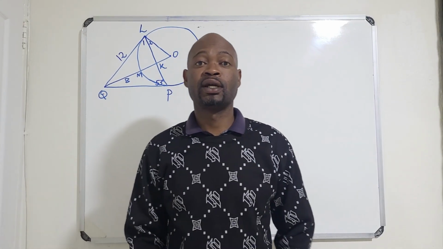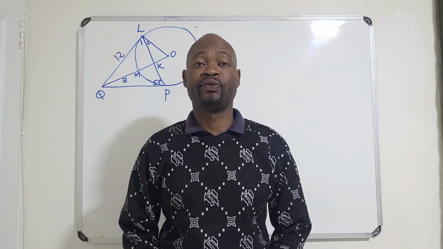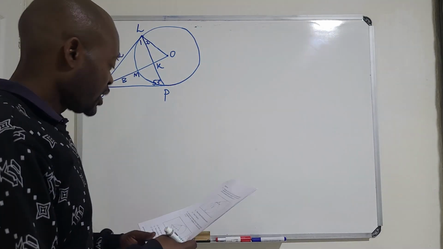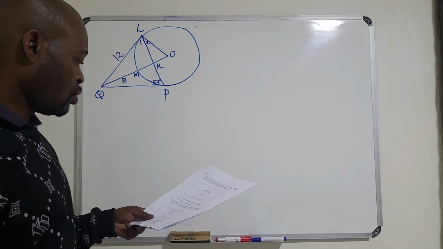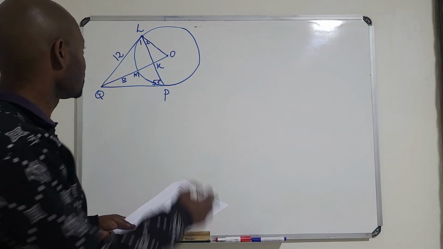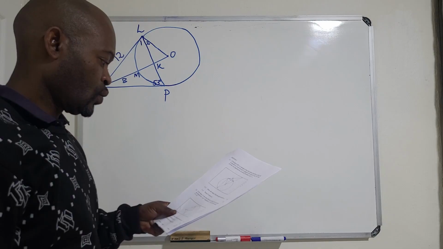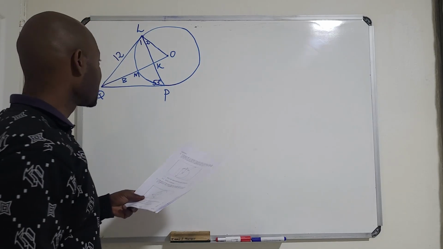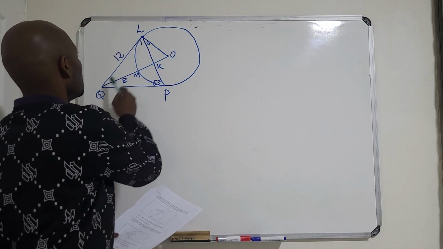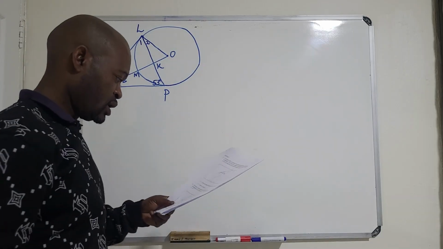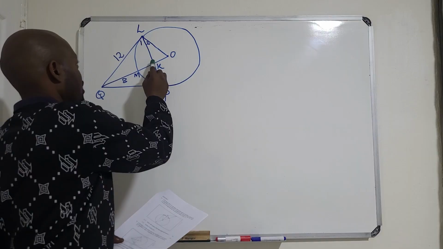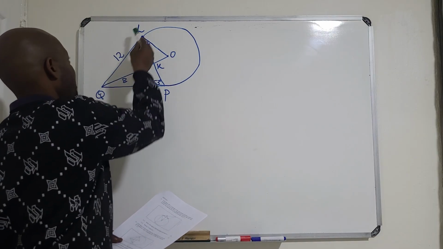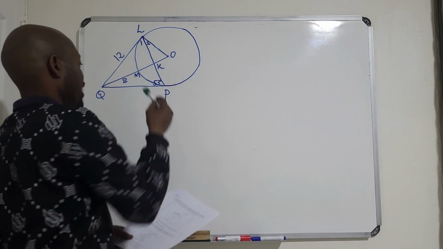Now, let's look at the last three examples in part 3. Here's an interesting example. In the figure here, O is the center of the circle. You can see that. OQ bisects LP at K. Therefore, this bisects that at K.